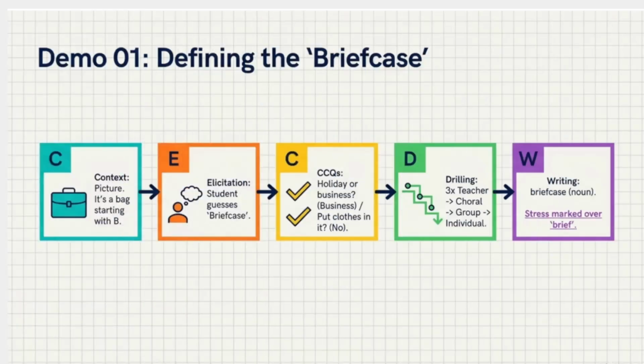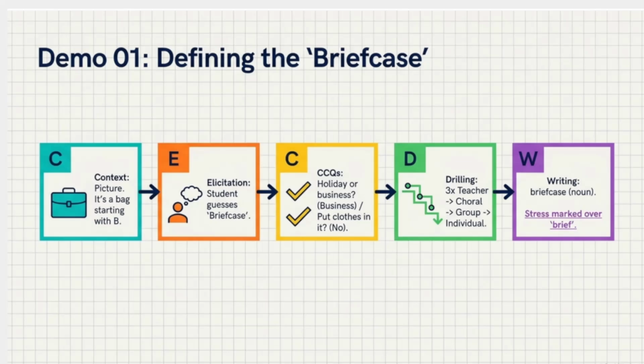Demo 1. Defining briefcase. Let's start with the word briefcase. First, we establish the context using a picture. The teacher shows students a picture of a briefcase and says something like, "Look at this. It is a bag. It starts with B." Students are encouraged to think of the target word. This is the elicitation stage. A student may say, briefcase.